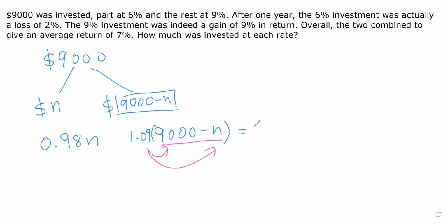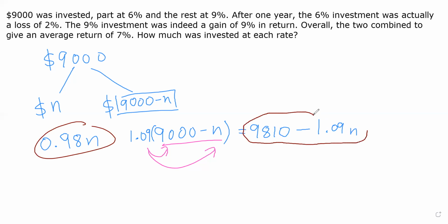And we get 9,810, that's 1.09 times 9,000, and then minus 1.09N. So the first one only kept 98% of it, but the second one has a gain of 9% instead.